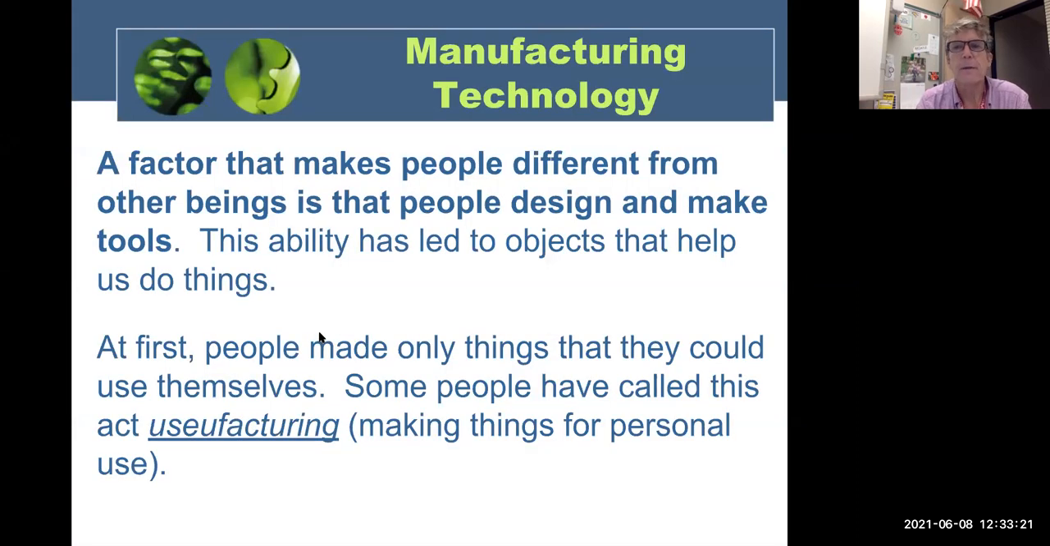A factor that makes people different from other beings on this planet is that people design and make tools. This ability has led to objects that help us do things. At first, people made only things they could use themselves. Some people have called this act use-factoring, making things for personal use.